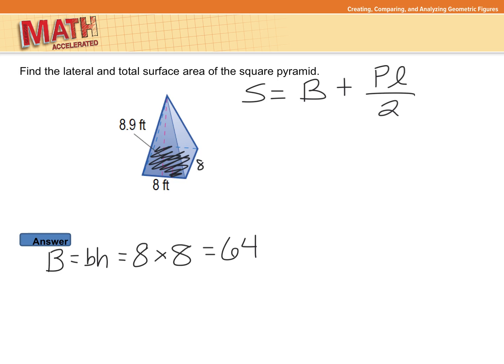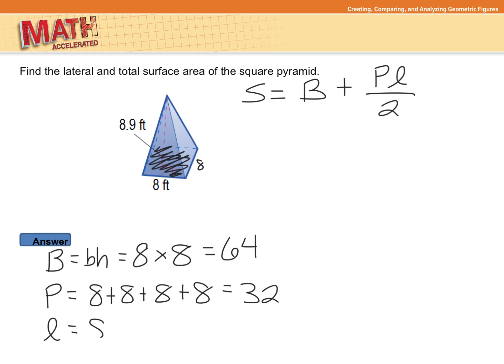What should we find next? Yep, work left to right. Let's find the perimeter. How do I find the perimeter of my base? It's 8. That's one side length, but how do I find the perimeter all the way around? Yep. 8 plus 8 plus 8 plus 8. 32. And then what's the last thing we need? Slant height. What is the slant height? 8.9. Yep. Remember, slant height, it goes up the side of the pyramid to the top.